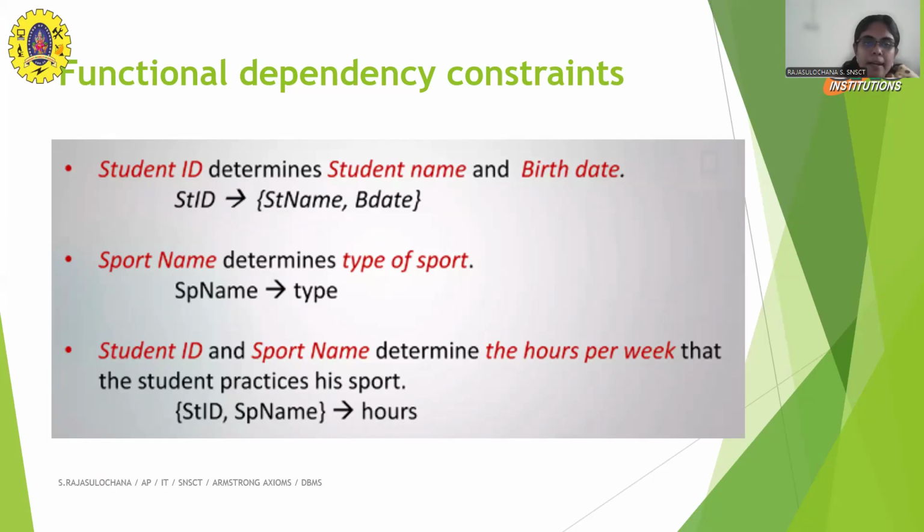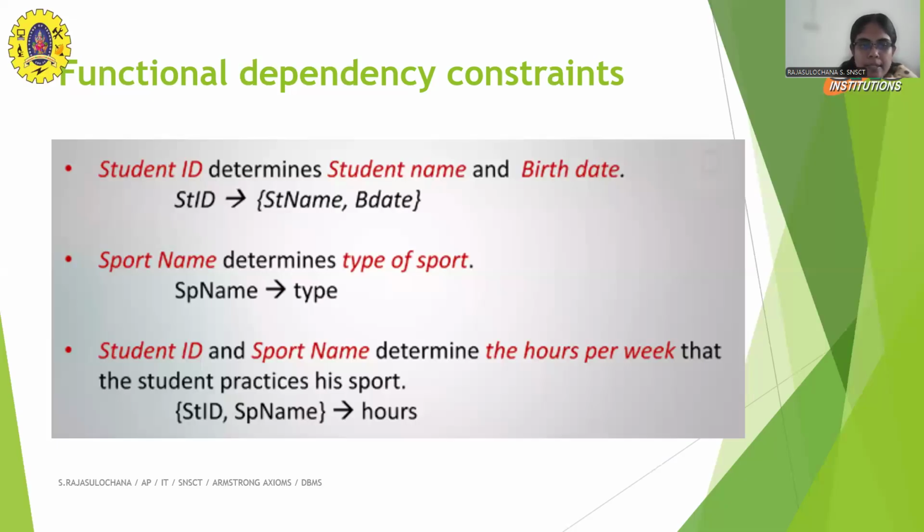Let us consider one more example. Sports name can identify the type of sport. For example, if I am mentioning the sports name as chess, I can say chess is an indoor game. So the type of sport here is indoor game. So we can write the functional dependency as sports name determines the type attribute.